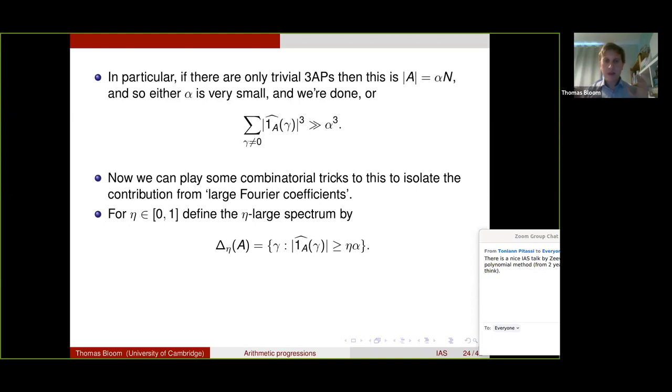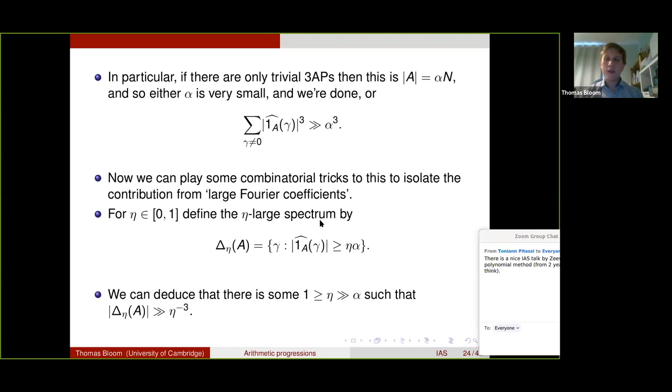That means we really want to look at the set of Fourier coefficients which are large. So I'm going to define the eta-large spectrum by the set of all gamma such that the absolute value of the Fourier coefficient at gamma is at least eta times alpha. The trivial upper bound for this quantity is alpha, just by the triangle inequality. So this is really saying we have an eta proportion of the maximal possible size of this Fourier coefficient.